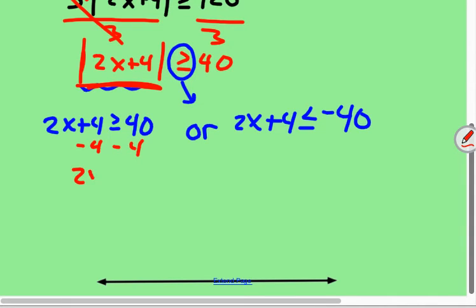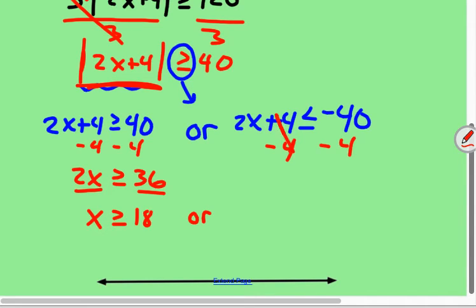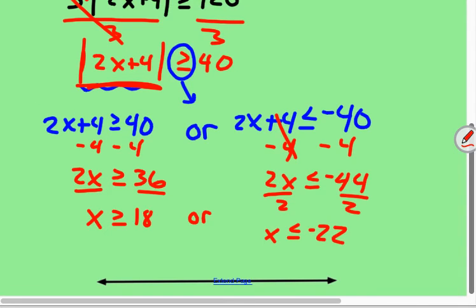Subtracting 4, I get 2x is greater than or equal to 36. Divide by 2, and I get x is greater than or equal to 18. Or, subtracting 4, I get 2x is less than or equal to negative 44. Divide by 2, x is less than or equal to negative 22. So we're done except for the graphing.